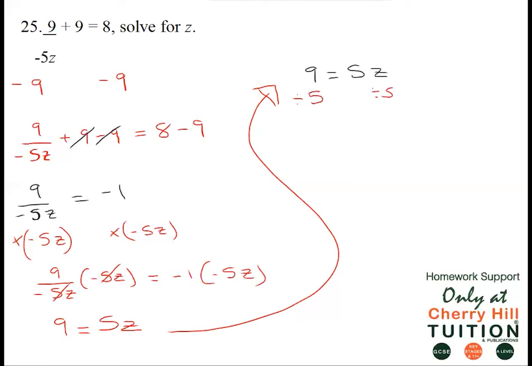Okay, this leaves us with 9 over 5 is equal to 5z over 5. On the left-hand side, we have 9 over 5 as a fraction, and on the right-hand side, the 5 and the 5 cancel out, which means z is equal to 9 over 5. Okay? So try this question on your own again without looking at my working out and check if you get the right answer.